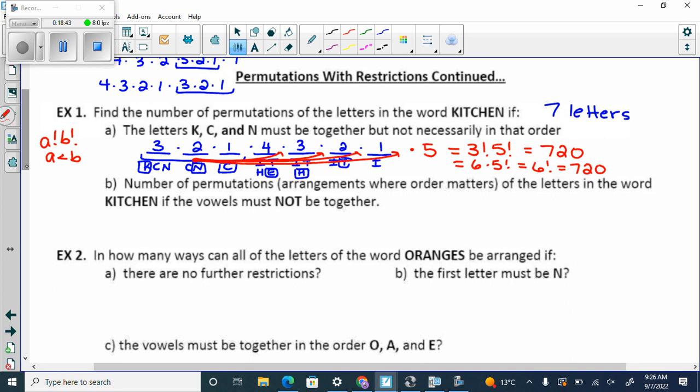I'm going to star this one, because this one everyone forgets about. Most people kind of forget about this one, but you practice it enough, they're fine. This one people forget about, because you don't do it in the way that you kind of think you would. So number of permutations, arrangements where order matters, of the letters in the word kitchen if the vowels must not be together. Key thing here is not be together. Okay.